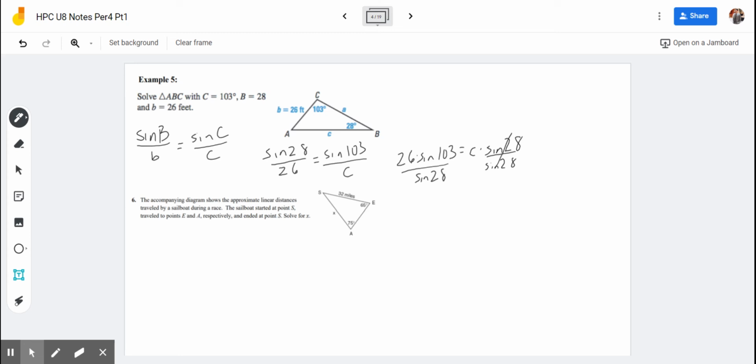So you type all this into your calculator. C is going to be about, I'm just going to round this to the nearest tenth, so this is going to be about 54.0 feet.